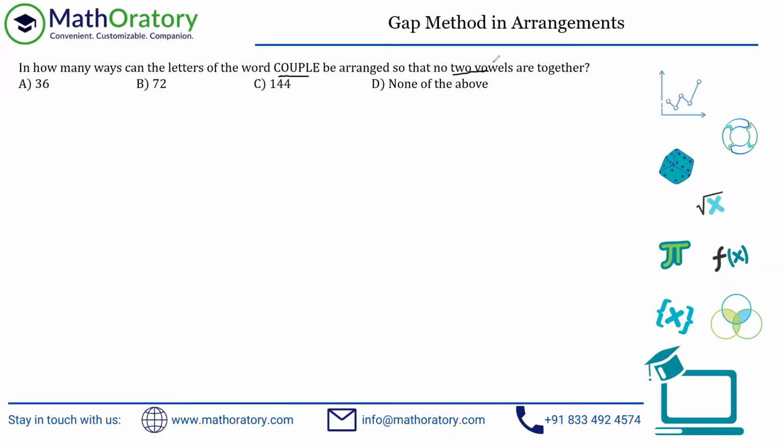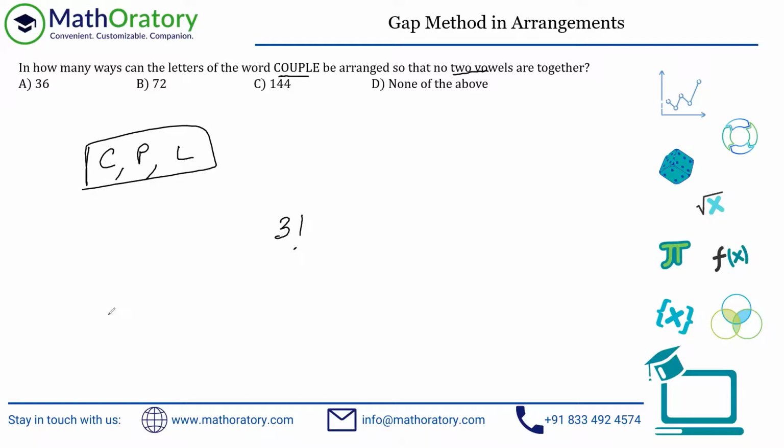So whenever you have a question like this, the first thing you always understand is which part the constraint is on. So the constraint is on the vowels, right? So if the constraint is on the vowels, the ones which don't have the constraint are the consonants, right? So what are the consonants? You have C, P, and L. So these are the three consonants. So first, forget about the vowels and try to arrange these three among themselves. The number of ways you can do that is 3 factorial, right?